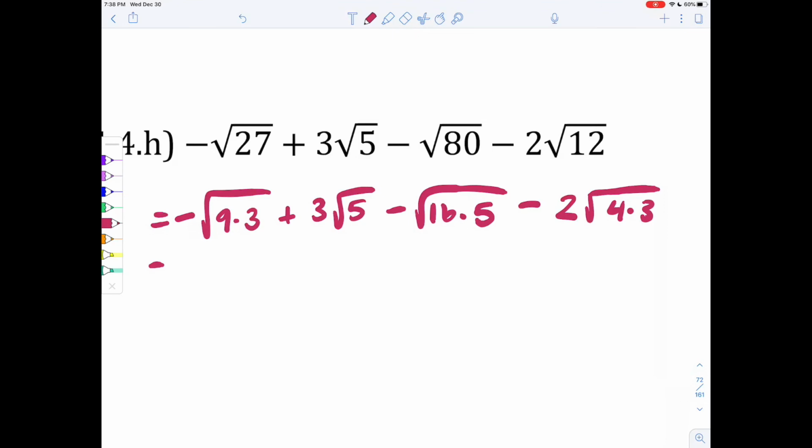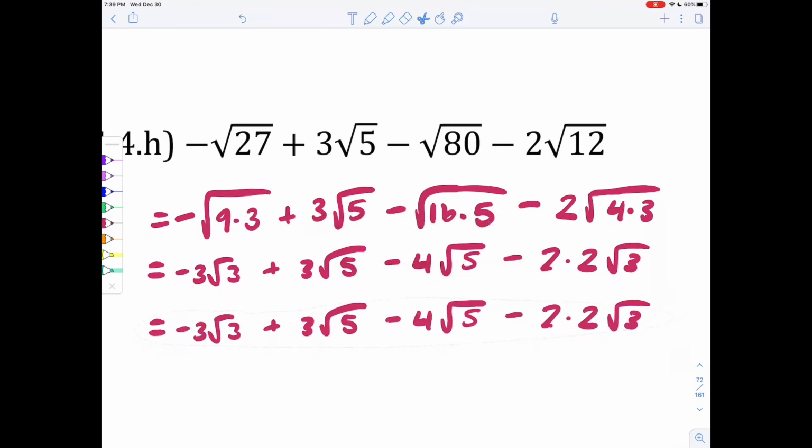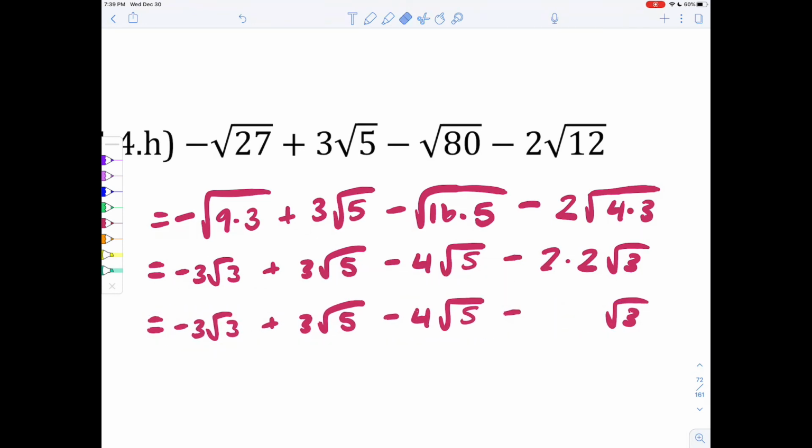I know, scary. All right, going here, I'm just going to simplify these. So I'll have negative 3 root 3. This 3 root 5 stays same. I have negative 4 root 5. And then I have negative 2, and then times 2 root 3. And I'm going to write that exact same thing down, except this time I'm going to write 4. Now, you do not have to do these as separate steps, but if that's something you prefer, then great. But it's completely up to you.